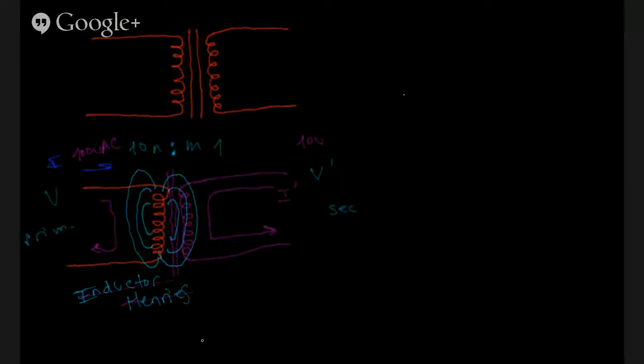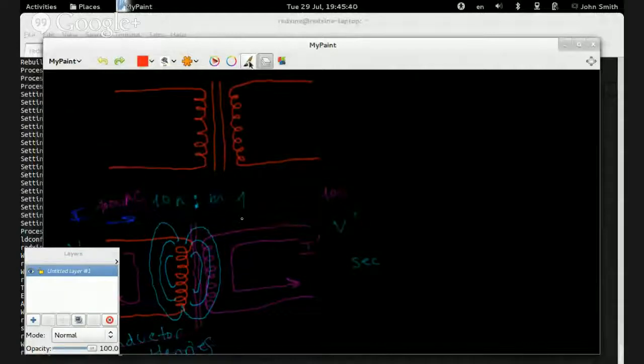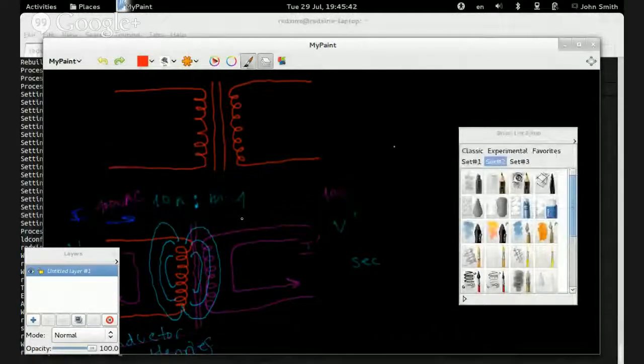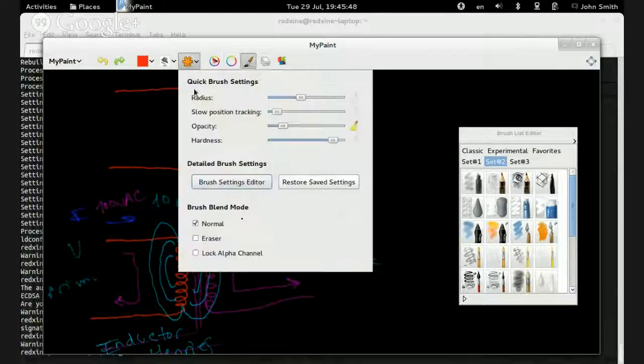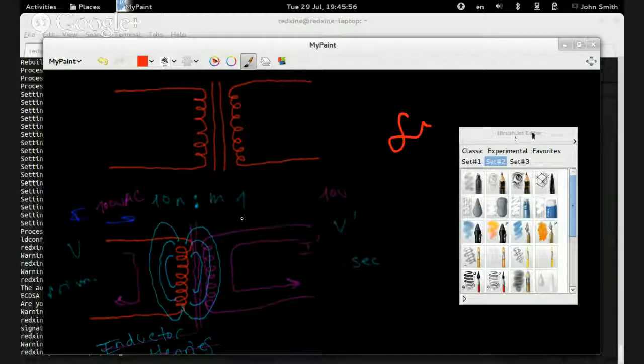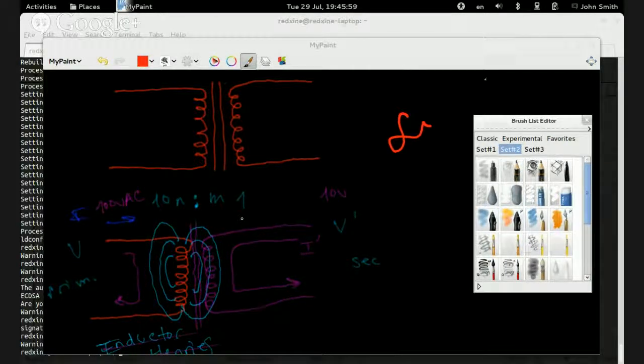What is going on with this tablet? I don't know why my opacity's changed. Brush. Where's my brush dynamics? Zero opacity, please. There we go. Oh, that'll be easier.